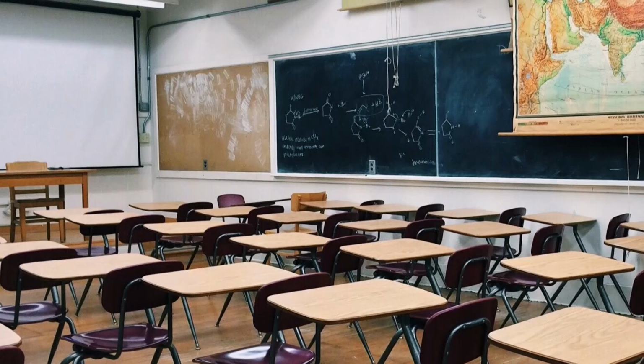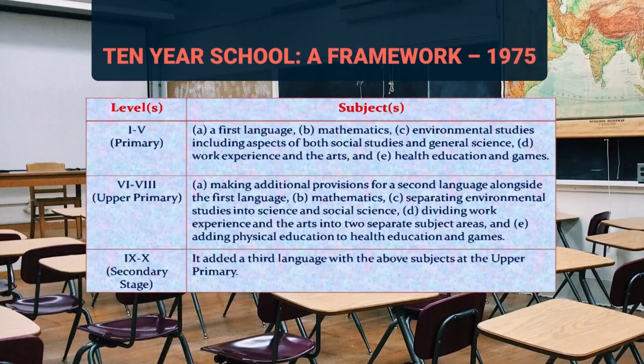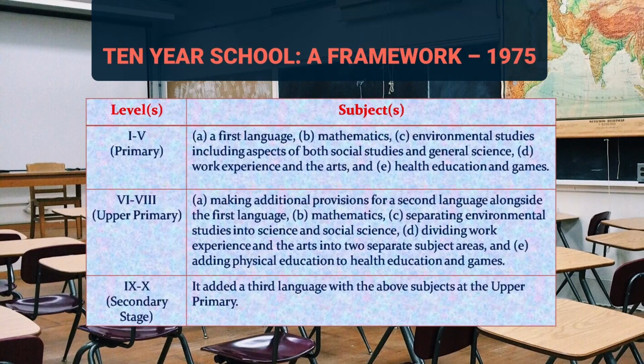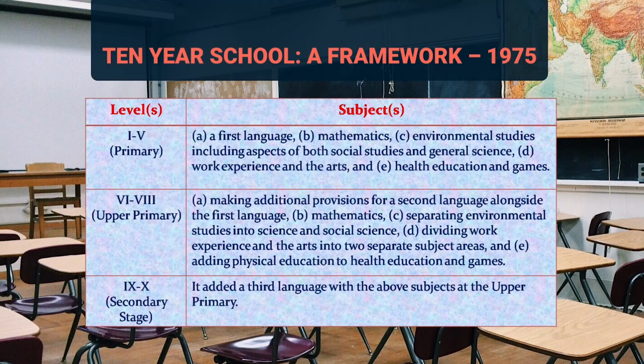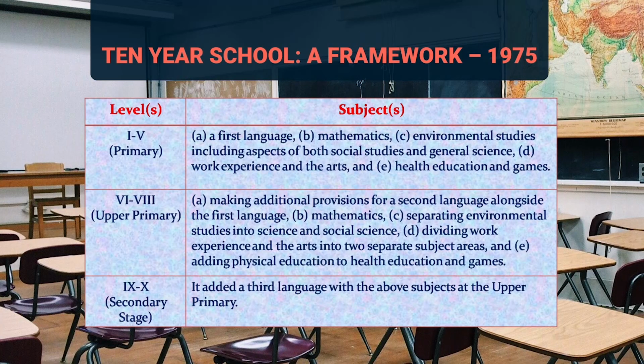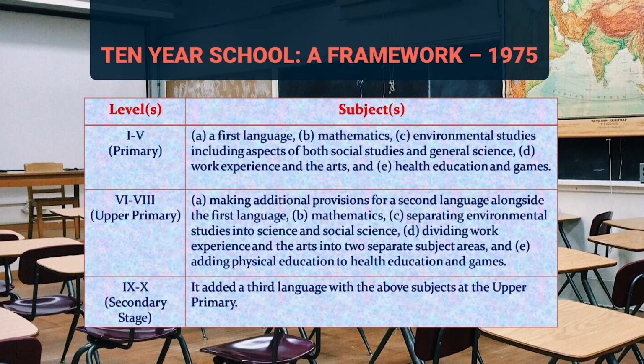So, friends, after going through the detail of the development of curriculum frameworks in India, now let us focus upon the first curriculum framework, called the 10-year school framework, developed in 1975. You will find that in this first curriculum framework, the curriculum was developed in 3 different levels, that is primary level, upper primary level and the secondary level.